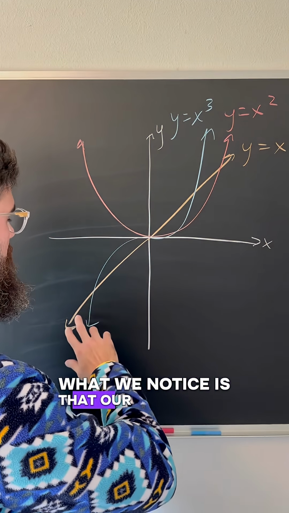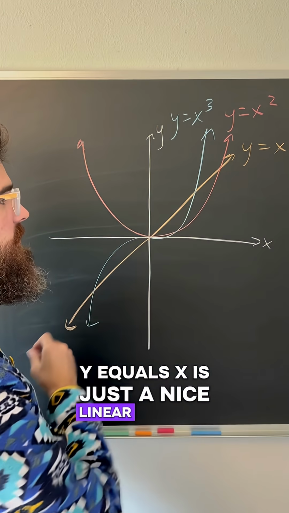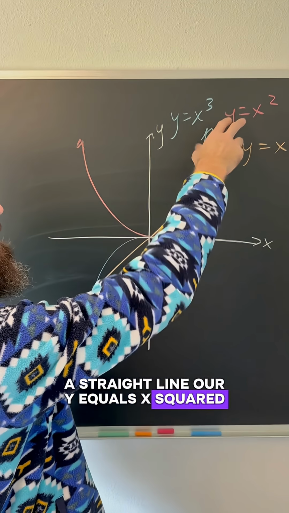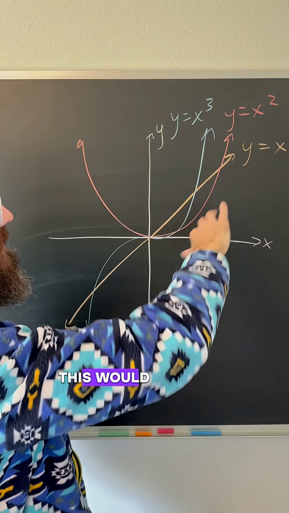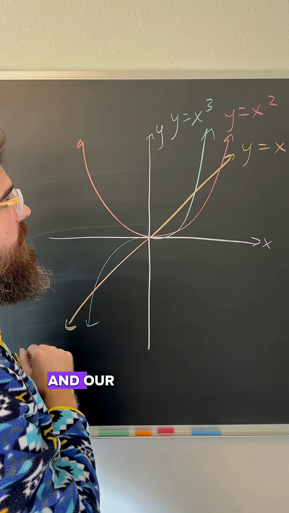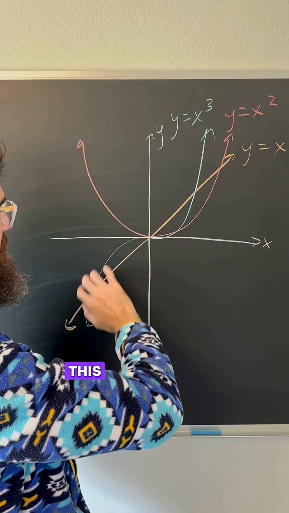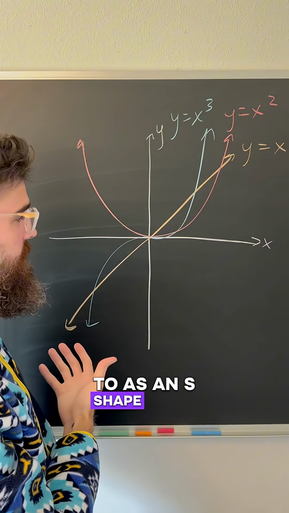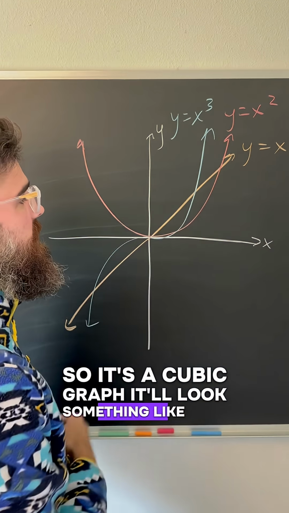What we notice is that our first graph, y equals x, is just a nice linear function in a straight line. Our y equals x squared, of course, a quadratic or a polynomial, would have this nice U shape. And our third function, y equals x cubed, is going to have what we kind of refer to as an S-shaped graph. So it's a cubic graph. It'll look something like that.